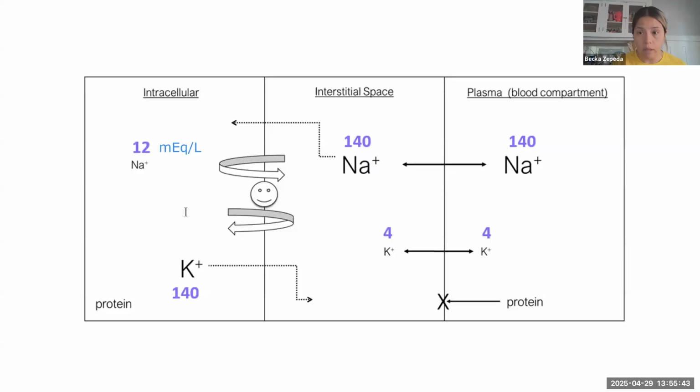So sodium is about 12 inside the cell, 140 milliequivalents per liter in the interstitial space, as well as 140 in the blood plasma. Now, generally, you should know that the interstitial space and the blood plasma, which are both considered extracellular fluid, generally have very similar concentrations of solutes, except for protein, which we'll get to. Potassium is going to be 140 inside the cell, and then 4 milliequivalents per liter in the interstitial space and in the blood plasma. So lots of sodium outside the cell, and then lots of potassium inside the cell.